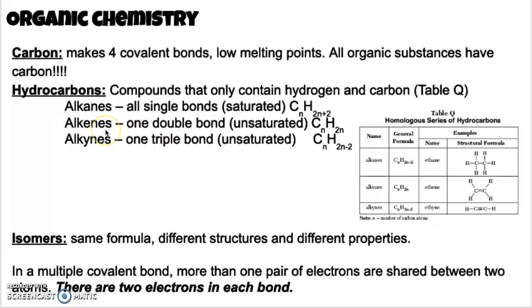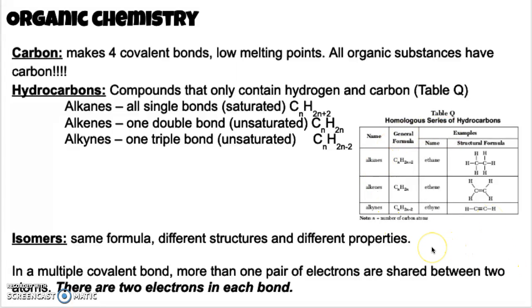Next, we have alkenes, which have at least one carbon-to-carbon double bond, making it an unsaturated compound with a general formula of CnH2n. And then lastly, we have alkynes, all kinds of different organic compounds. I'm just kidding. Alkynes have at least one carbon-to-carbon triple bond, still an unsaturated compound. The general formula is CnH2n-2. Again, all found right here on your handy-dandy table Q.